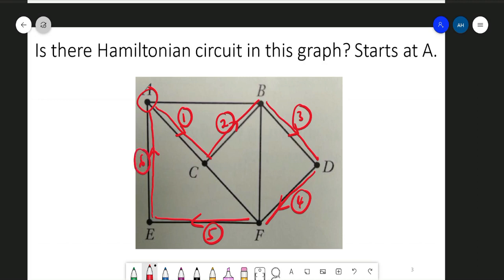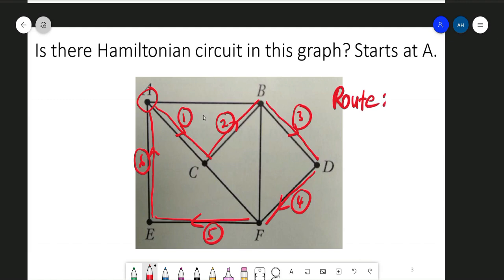So we already find, yes, this route here, that is from A to C, from C to B, from B to D, from D to F, from F to E, and from E to A, is a Hamiltonian circuit. So I can write down the route.